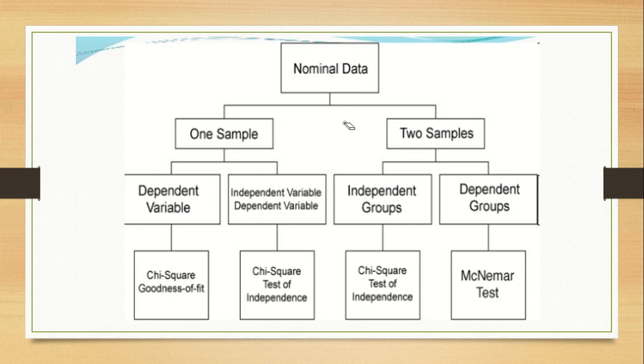Okay, so we have nominal data, so we have to test whether it has one sample and whether it has a dependent variable. If yes, then we can use the chi-square goodness of fit. Otherwise, if you have an independent variable and a dependent variable, we have to use the chi-square test of independence. And if there are two samples, you have to determine if it has independent groups. If yes, then you can use the chi-square test of independence. Otherwise, it has dependent groups, so we have to use the McNemar test.